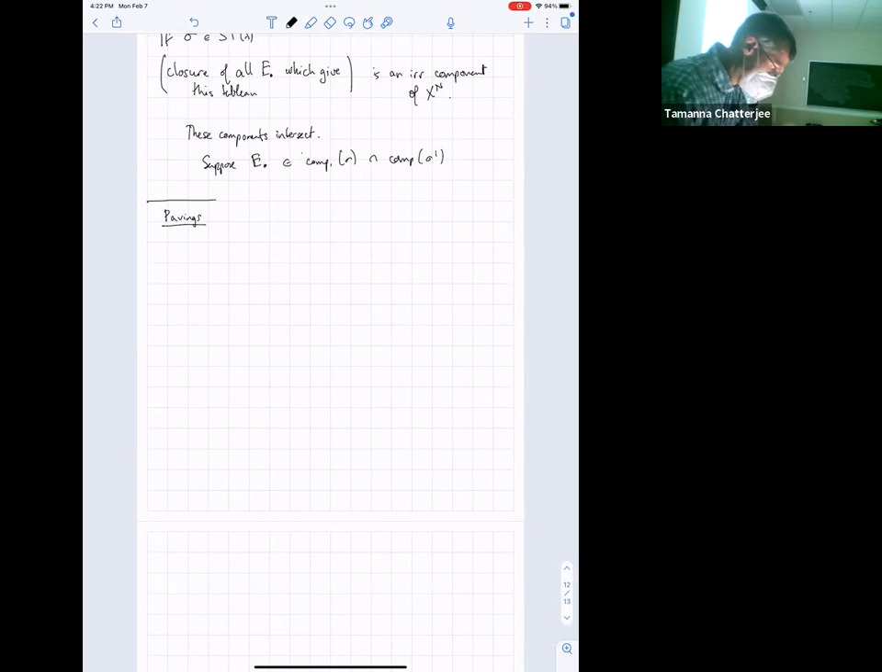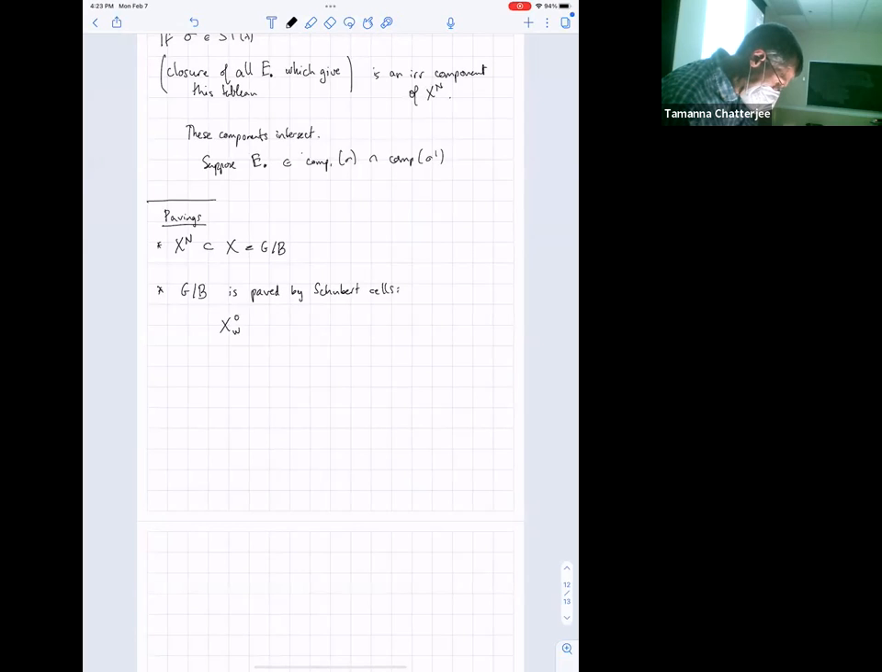The basic idea is that we have our Springer fiber, X_n, which sits inside X, which is G mod B. Now G mod B is paved by the Schubert cells. I can take X_w, the Schubert cell, and this is the orbit: it's U applied to the coset wB, and that's in X, which is G mod B. And these cells provide a paving of X.